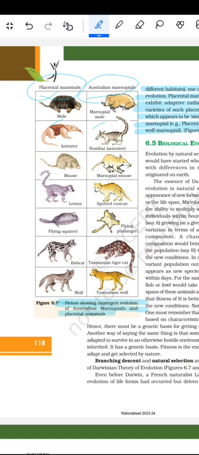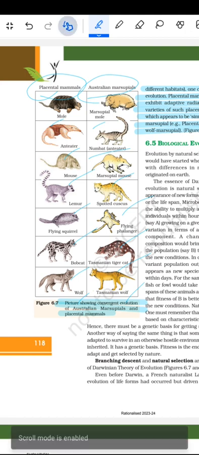इधर मोल है, marsupial मोल, एंट ईटर, नमबैट, एंट ईटर, माउस, marsupial माउस, फिर lemur, spotted cuscus, flying squirrel, flying phalanger, बॉब बैट, टस्मानियन टाइगर कैट और वुल्फ, और इधर आता है टस्मानियन वुल्फ आता है.